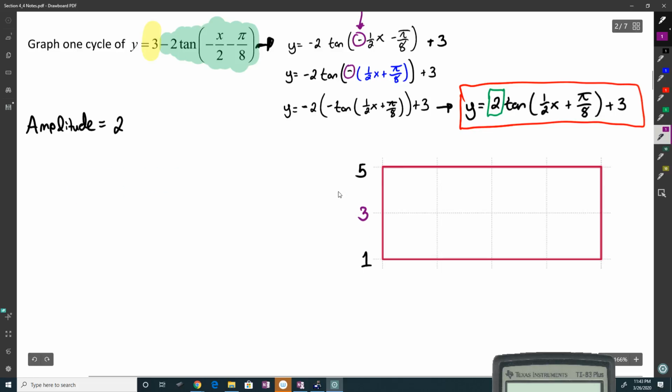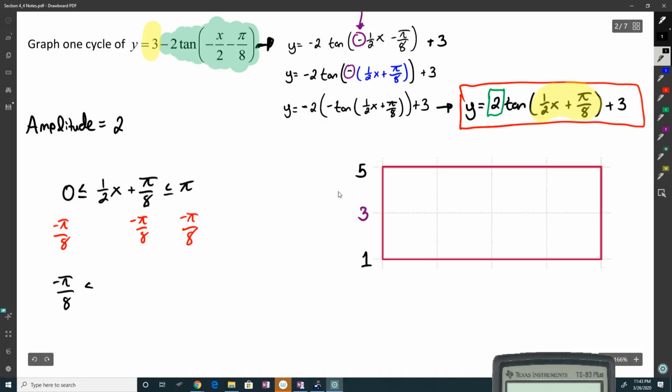so that's that. Now let's go ahead and find the left and right bounds. So to do that, we get the inside. And so 0 is less than or equal to the inside, which is 1/2 x plus pi over 8, less than or equal to pi. So I have 1/2 x plus pi over 8. And I'm just going to go ahead and solve it. I start by subtracting pi over 8. And that gives me negative pi over 8, 1/2 x. And then here we have pi minus pi over 8.